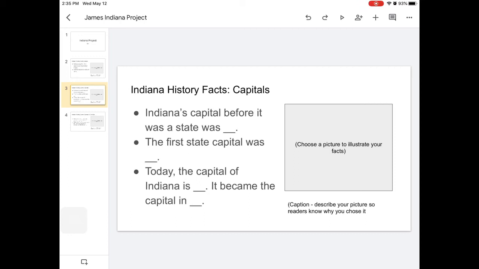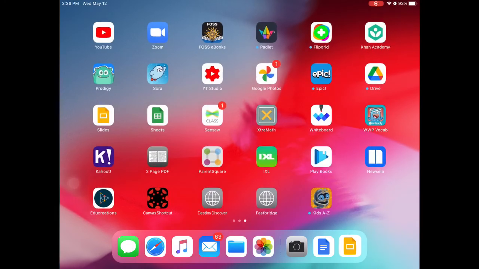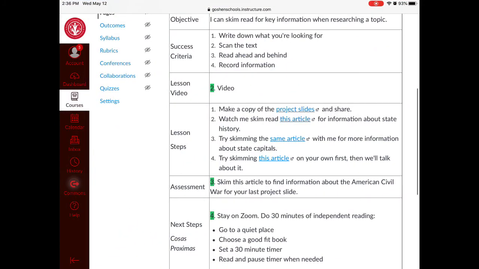Okay, it's time to try on your own first, and then we'll go over together. I want you just to answer these questions. Before the Civil War, someone and his wife ran a station on the Underground Railroad in blank, Indiana. So you need to write down in your notes, what information are you looking for? When you have that information, you can go to step 4, try on your own first, then we'll talk about it.